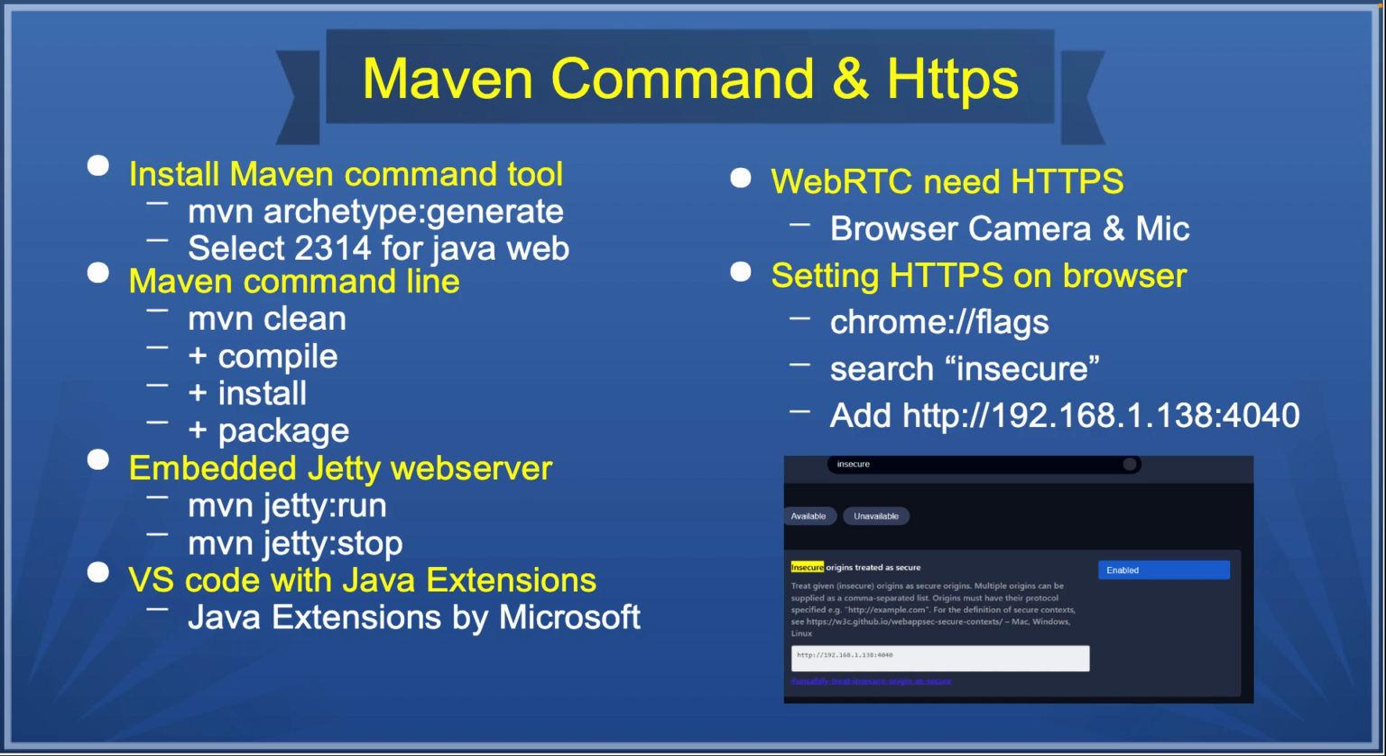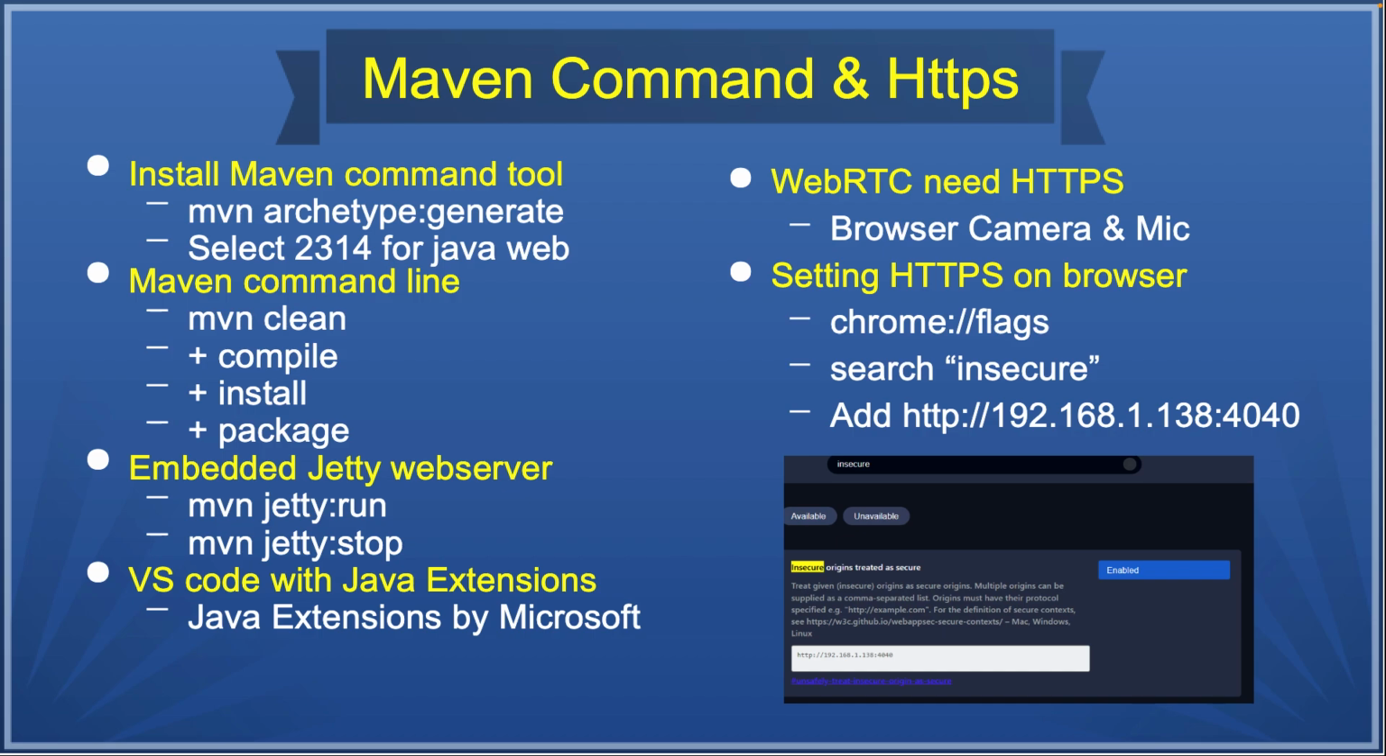You need the Maven command line tool in order to implement the Java web application. Install the Maven command line tool, run maven archetype generate, and select archetype number 2314 for Java web. Then use Maven commands to clean, compile, install to the local Maven repository, and package to make a WAR file to deploy. I added an embedded Jetty web server. You can use a Tomcat server or a Glassfish server, with mvn jetty run and mvn jetty stop.